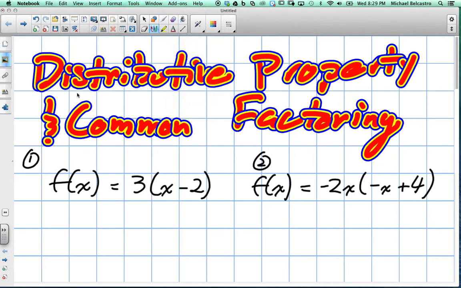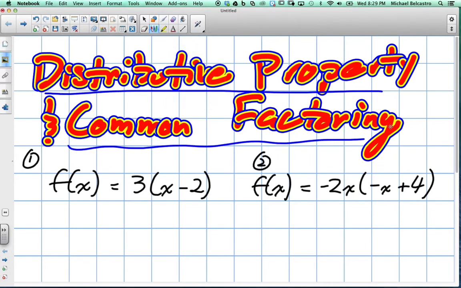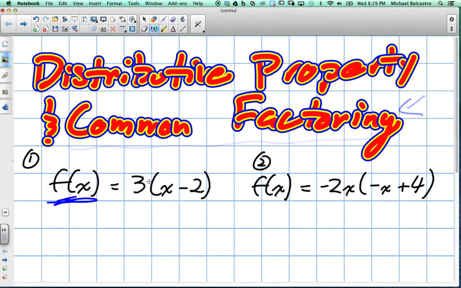Okay, we're going to look at distributive property and common factoring. We're going to try to focus on the common factoring, but we're going to talk about the similarities between these two methods. Okay, so we have f(x) is equal to 3 times the bracket x minus 2.